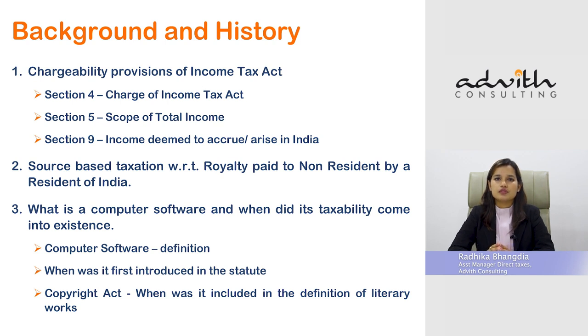Generally, there are two rules of taxation, the source rule and the residence rule. However, the Income Tax Act has certain deeming provisions as well, which say that even if the income is not actually accruing or arising in India, that income shall be deemed to accrue or arise in India if it satisfies certain conditions which are laid down by the Act. Out of all the deemed income, royalty income is one such income which is governed by this provision.